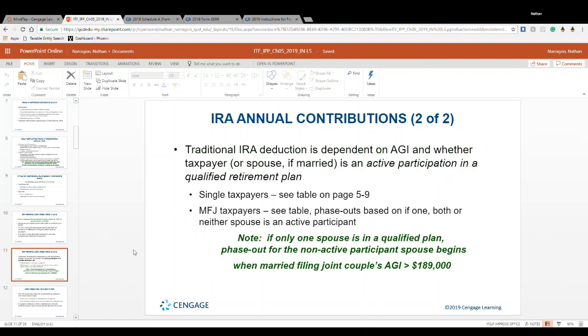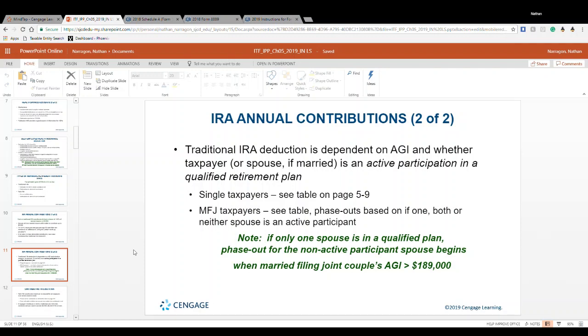Okay? So again, traditional IRA deduction is dependent on AGI. Okay? And again, this whole marriage thing. So, are you an active participant in a qualified retirement plan? So, basically, if you're paying into a retirement plan, most likely the IRS is going to go, okay, you're active.